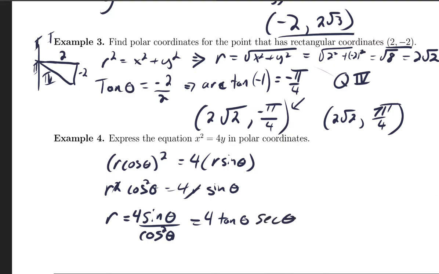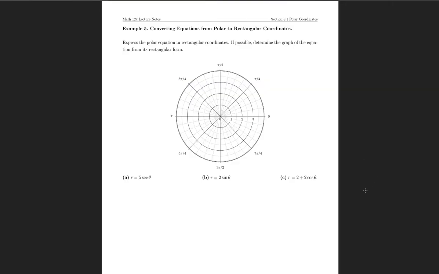So your book takes it one more step. I don't know if this is any cleaner than this. I really don't. But it's fine. Going from rectangular to polar is not too bad. You just plug it in, and then usually you'll solve for r. Now, the other way tends to be a teeny bit more tricky.